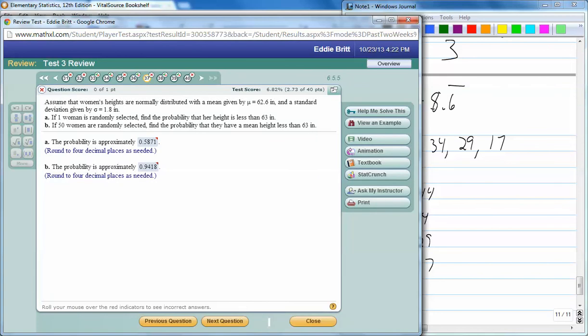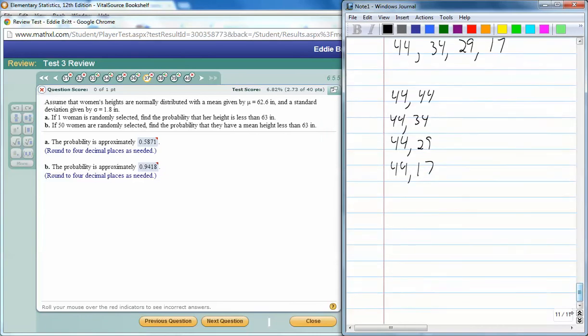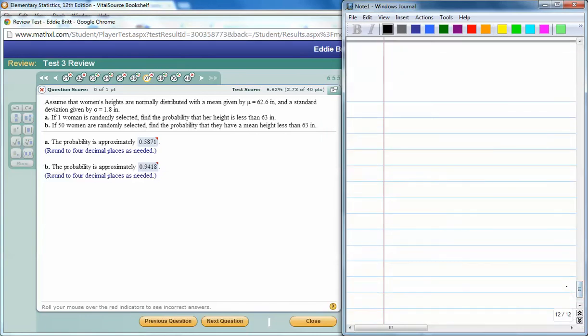37. This is central limit theorem. All right, let me show you the difference between this and the problems that we've looked at a little earlier today.